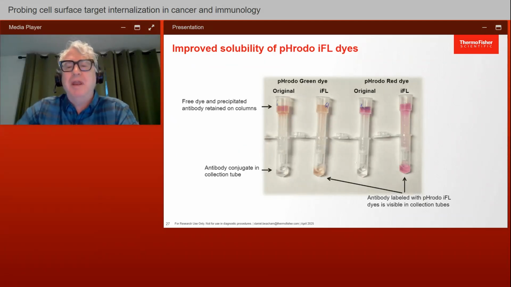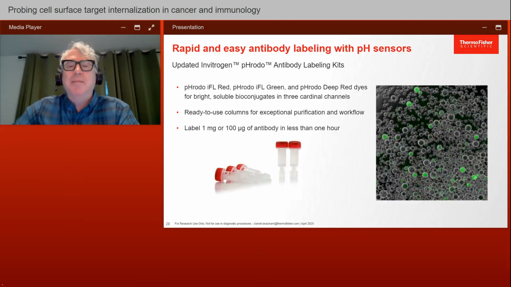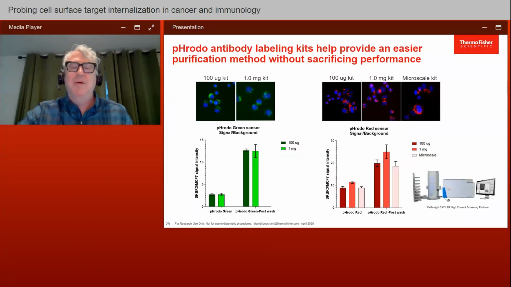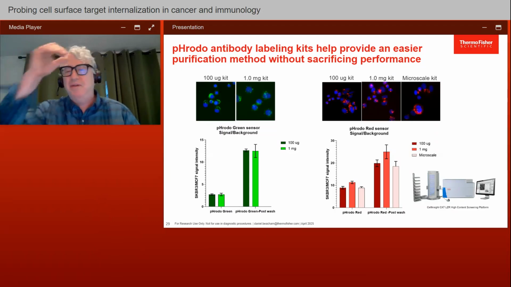Here's the demonstration of that improved solubility I showed of the red and green dyes over their original forms. This is really just highlighting, again, that the improved dye gives improved labeling. And this is some of the branding now for the kits we've made around them, showing that it works at a very small scale, 1 mg, or I think we even have 100 microgram sample labels up to 1 mg with no difference in the signal to background in each of these. And so showing that it's a nice DIY system.